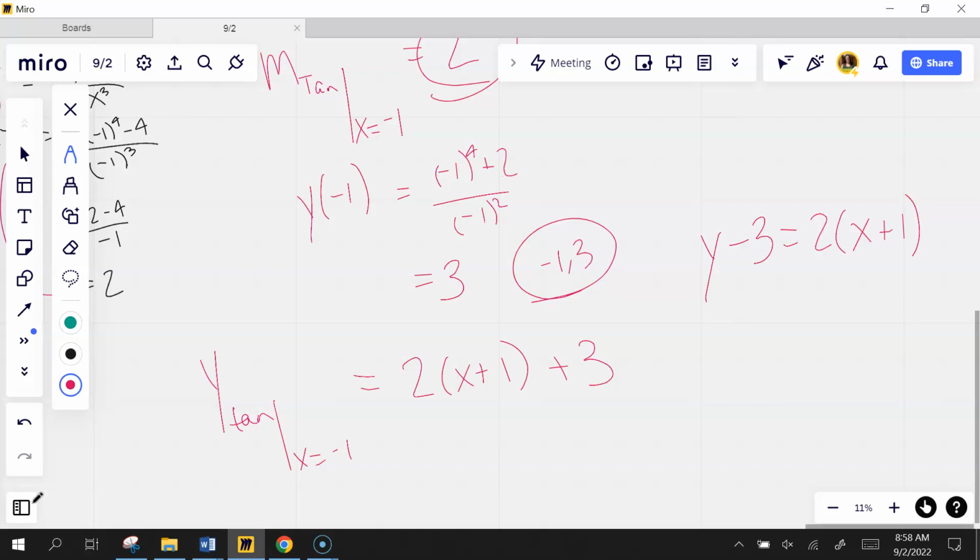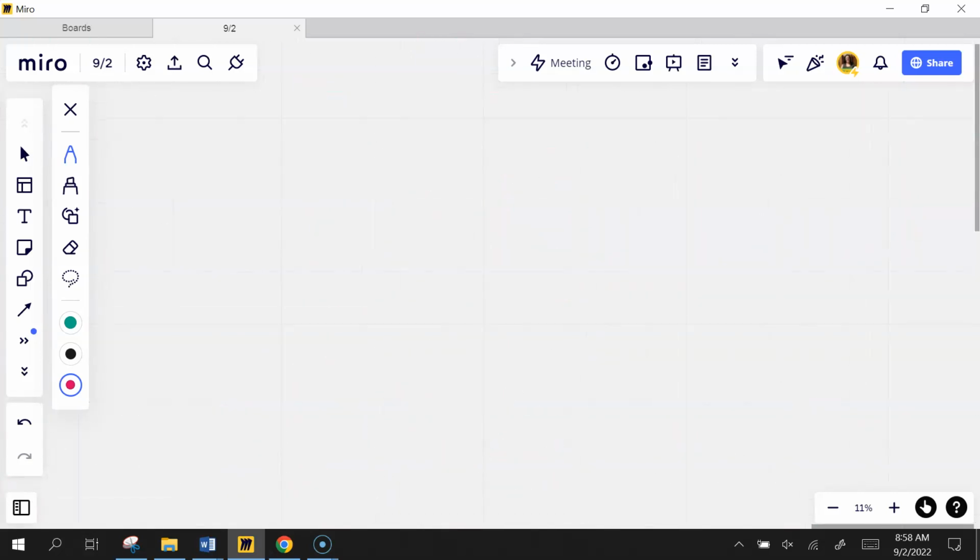Before I set you loose, 2 more things to show you. I don't even know that I really need to go over this. But what if you want to find a horizontal tangent? Number 12 says, find the values of x for which the curve has horizontal tangents.